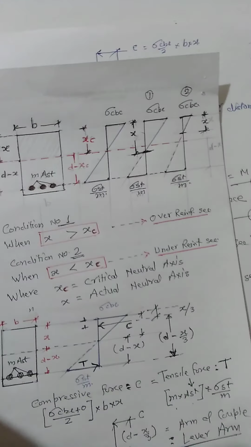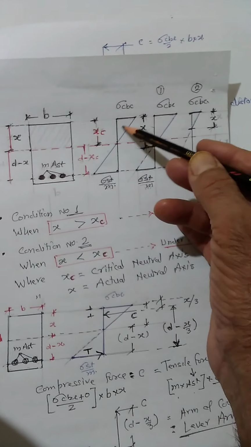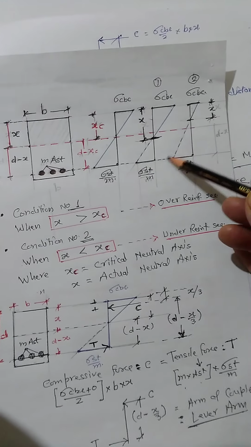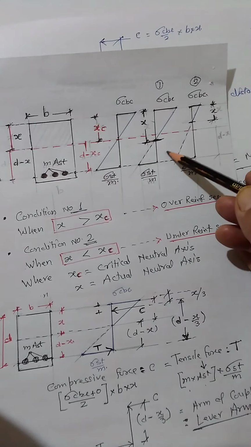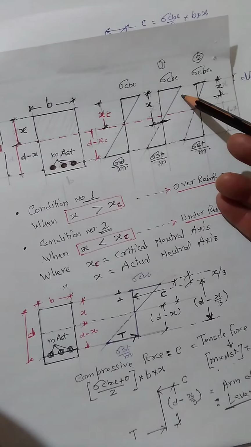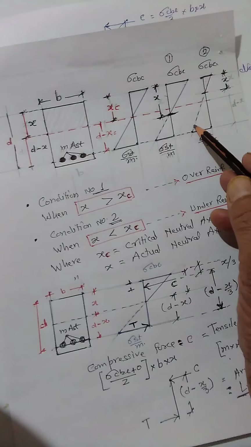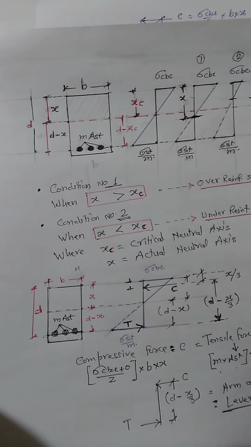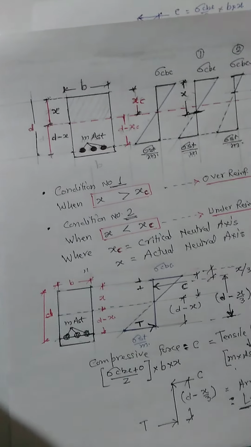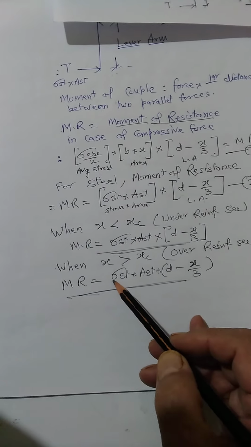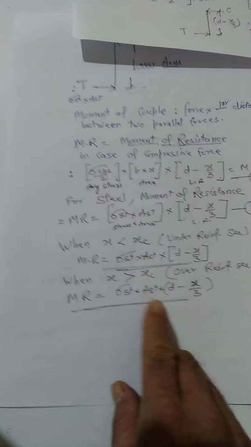Similarly, when x is less than xc, the neutral axis is shifting towards the concrete zone, which means we are providing less steel. We are providing less steel, hence concrete is richer and the neutral axis is shifting towards the concrete zone. So the steel will reach its maximum value and it fails. Under such circumstances, we have to find the moment of resistance considering the tensile force and the lever arm. That is sigma ST into AST into D minus x by 3.